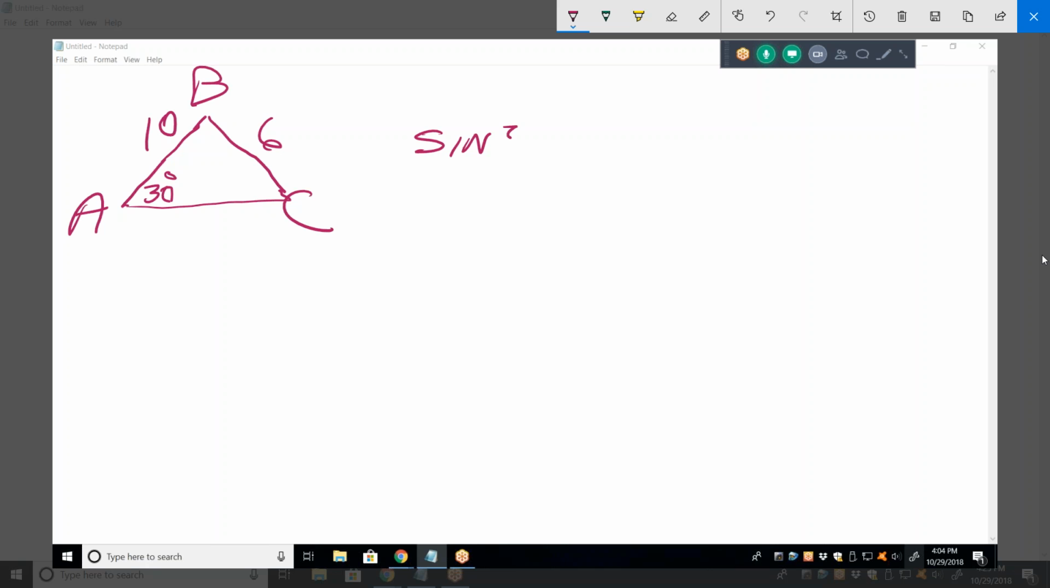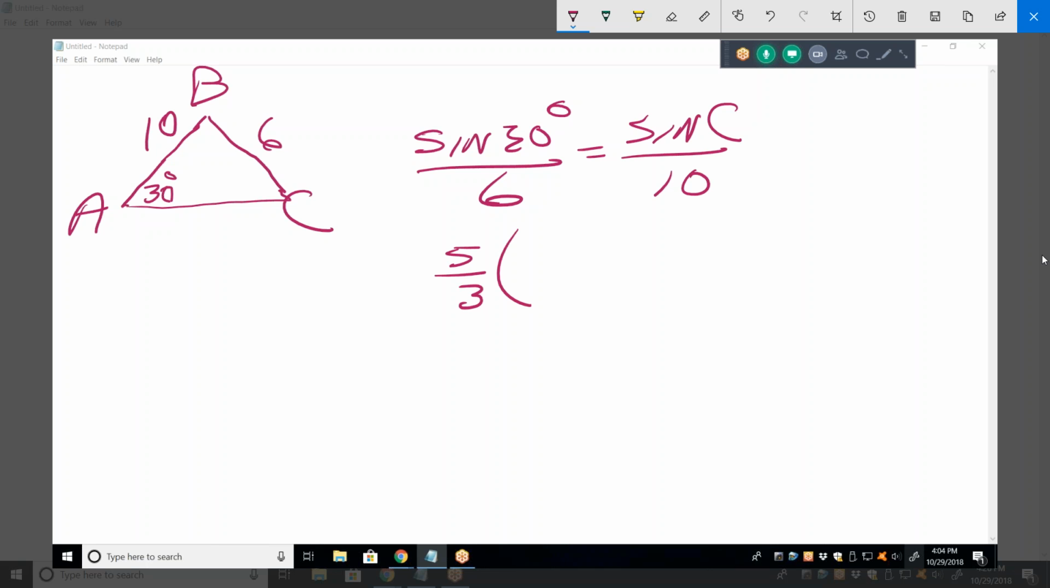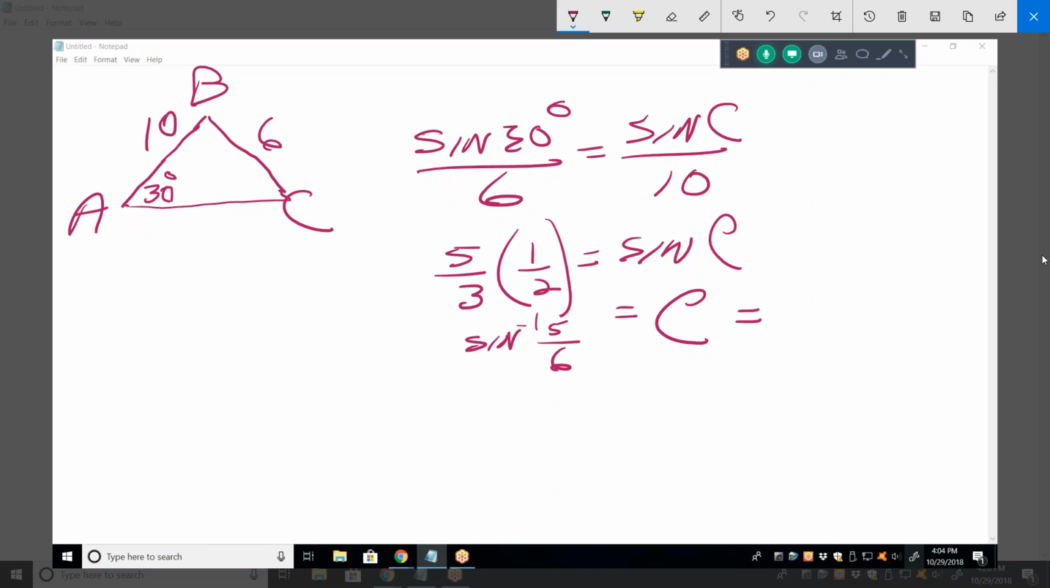We've got the sine of 30 degrees divided by 6 has to equal the sine of C divided by 10. So I've got 5/3 times 1/2, which is the sine of 30 degrees, equals the sine of C. So C is equal to the inverse sine of 5/6. You tell me what that is? 56.4. From your trig, what other angle could it be?